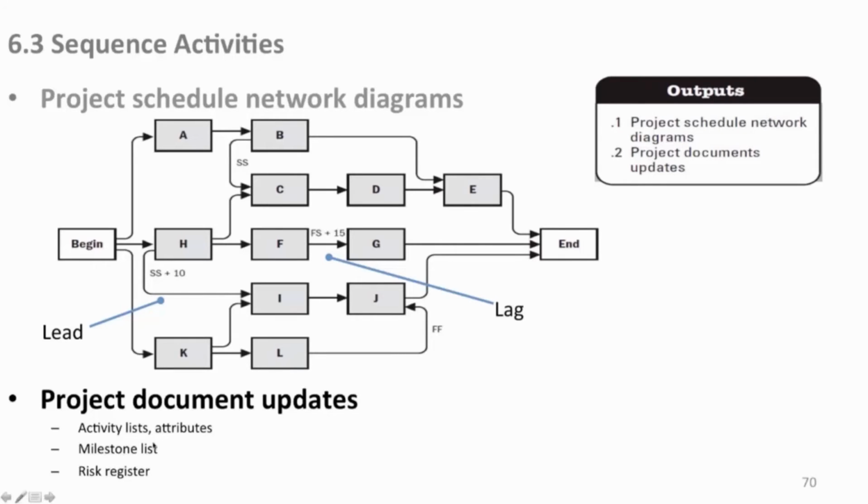So because of all this, our activity lists will be updated, the attributes will be updated and all this stuff. Milestone lists may be evident in here. They'll be in there, and of course the risk register may be updated with additional risks. Why? Because maybe you're waiting 15 days. I'm not picking on a lag in particular, but let's say this lag says we need to wait 15 days because a prime supplier can't give us what we need so that we can complete this G item.